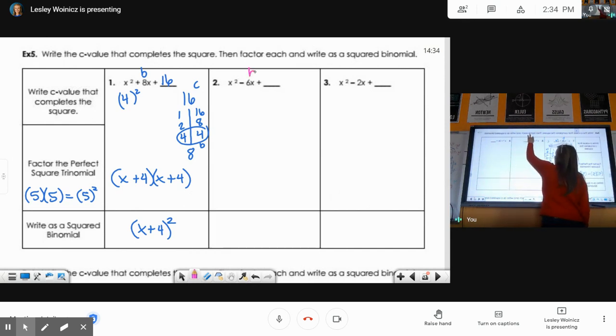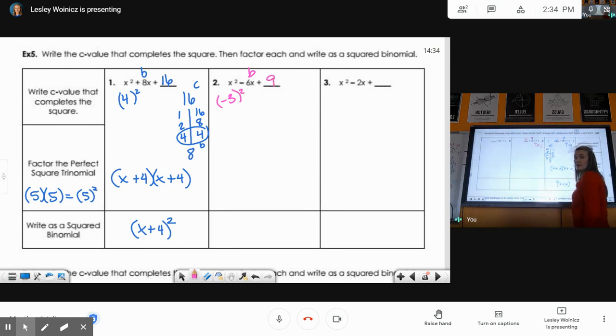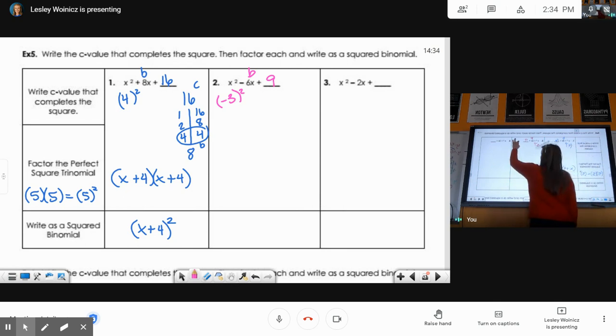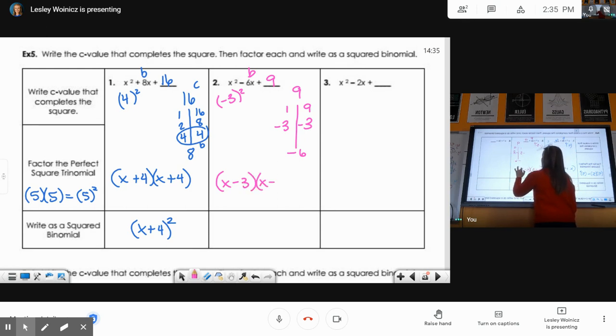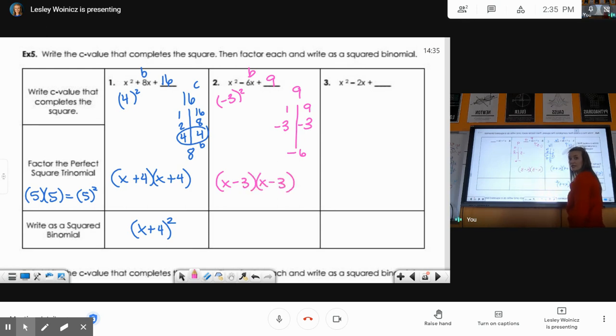Next one, take your B. Chop it in half. Half of negative 6 is negative 3. Square it. You get a 9. Okay, now we factor the perfect square trinomial. So we want factors of 9 that sum to negative 6. So 1 and 9, 3 and 3. I'm feeling the 3s, but I need to make them both negative. And then I get x minus 3 times x minus 3. Now I write it as a squared binomial, which would be x minus 3 squared.